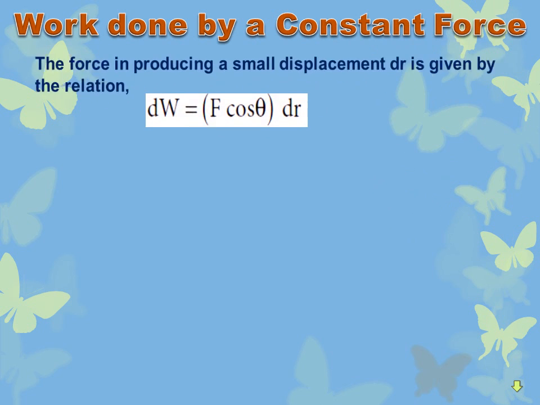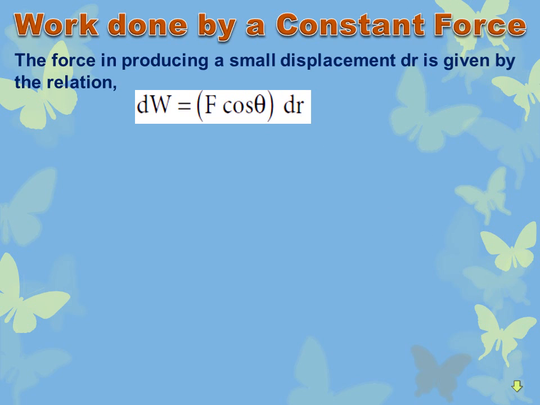Work done by a constant force. What is meant by this constant force? When a constant force F acts on a body, the small work done dW by the force in producing a small displacement dr is given by the relation dW is equal to F cos theta dot dr.